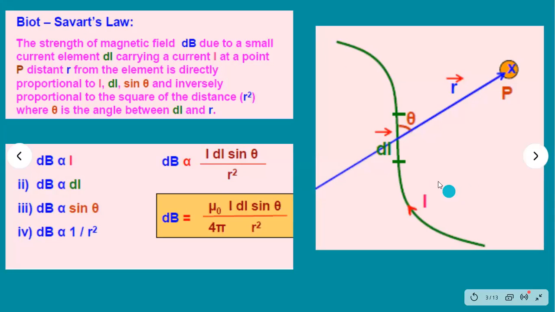Biot-Savart law. The strength dB of a magnetic field due to a small current element dl, which carries a current I at a point P, which is at a distance r, is directly proportional to the current flowing dl sine theta and inversely proportional to r square. Therefore, magnetic field dB is given by mu naught by 4 pi I dl sine theta by r square.